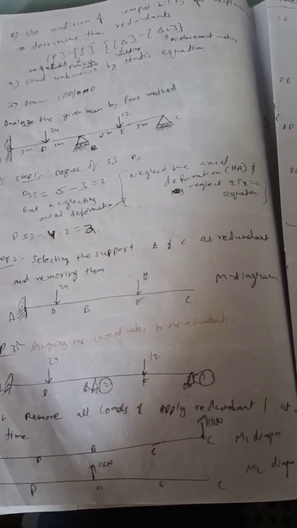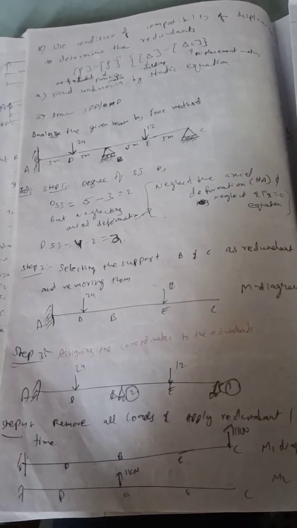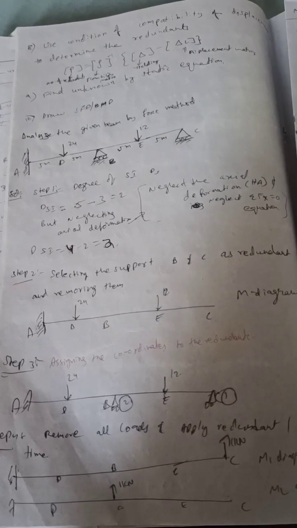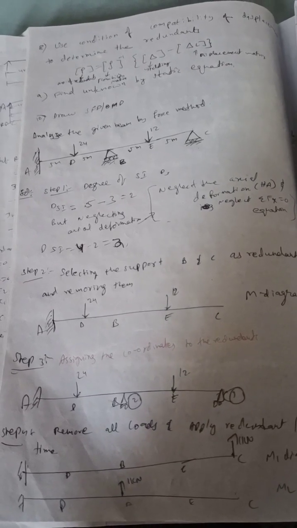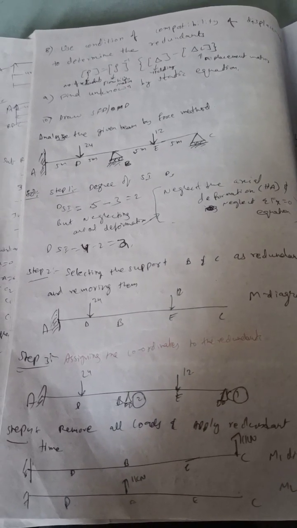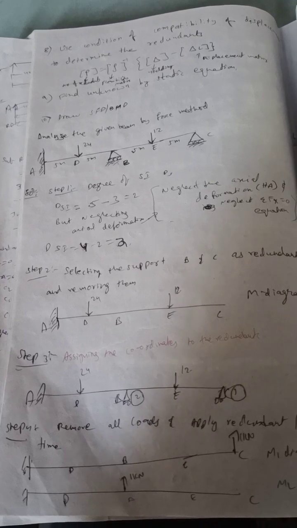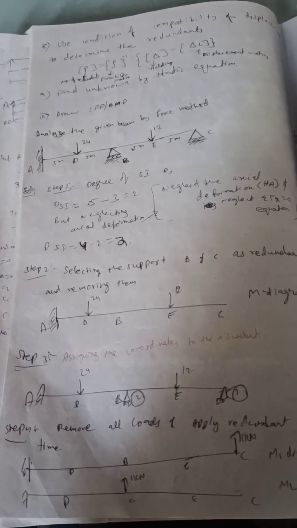Step 2, selecting the supports B and C as redundants and removing them. In this step we need to select n out of these 4: vertical reaction at A, moment at A, vertical reaction at B, vertical reaction at C. Out of these 4 we need to select 2. It is better if we select B and C. This is without the sinking problem; with the sinking problem also we will see.